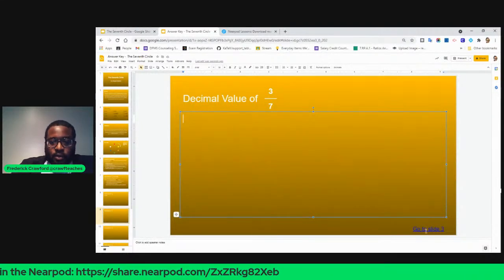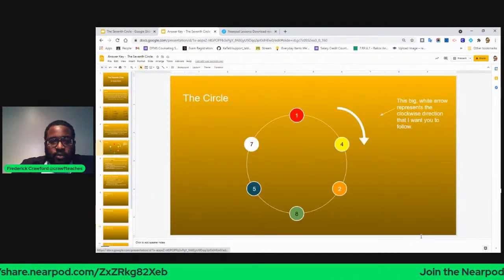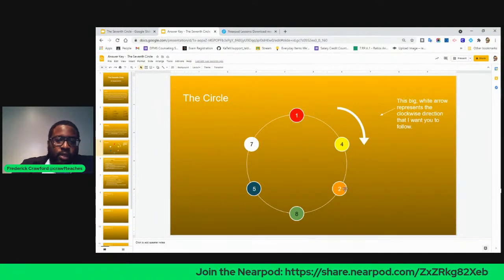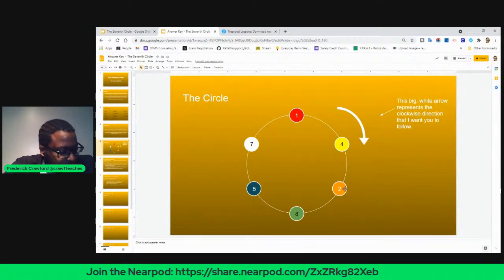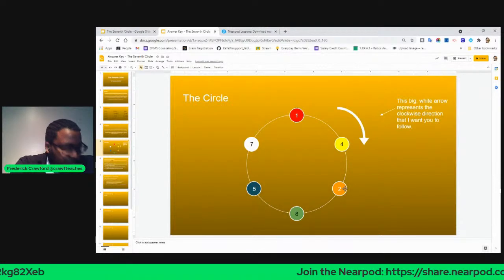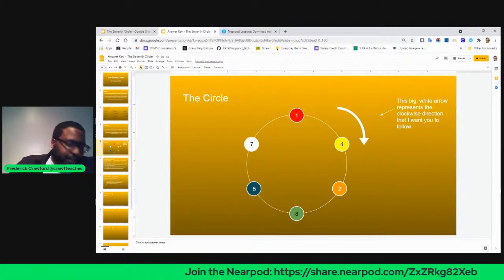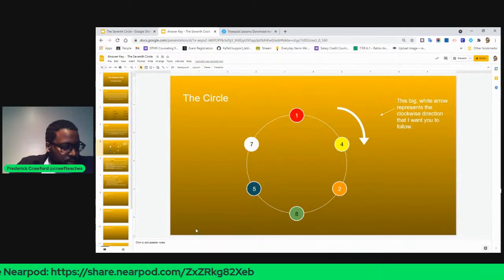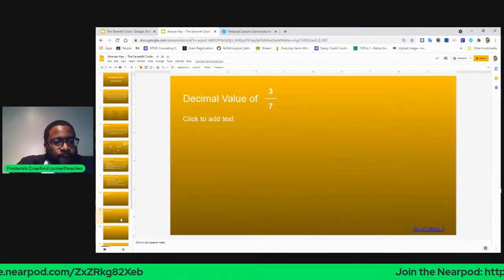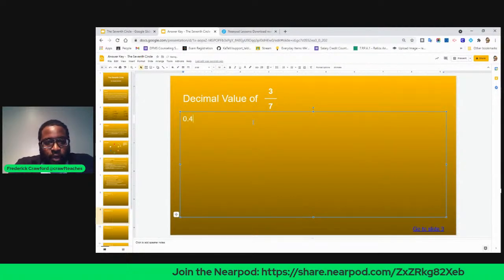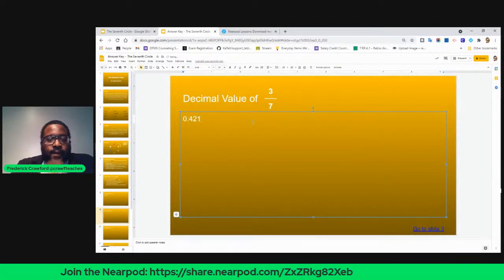Now, when we go back to the circle, what should be the next one we start with for 3 sevens? We did the 1. We did the 2. What number comes next? Very close. We cannot forget the 4. So then what we put is 0.42.